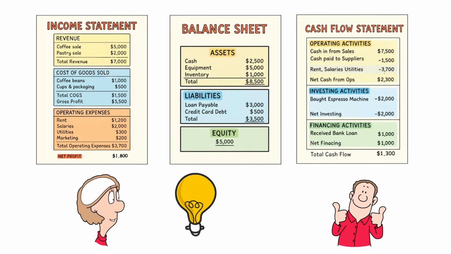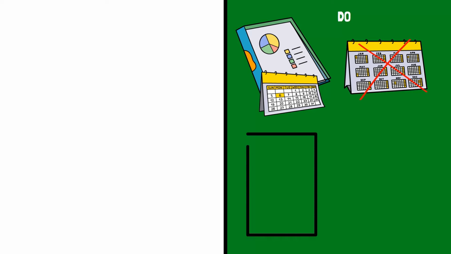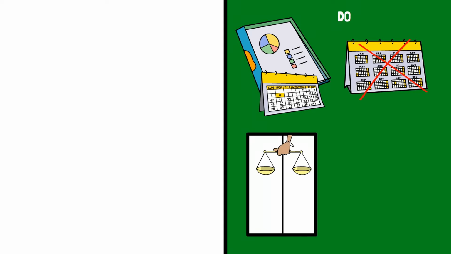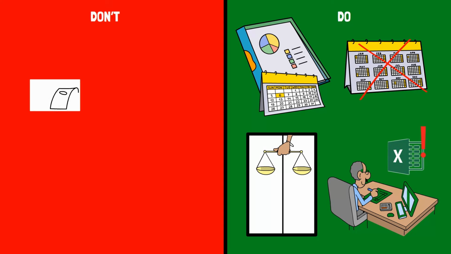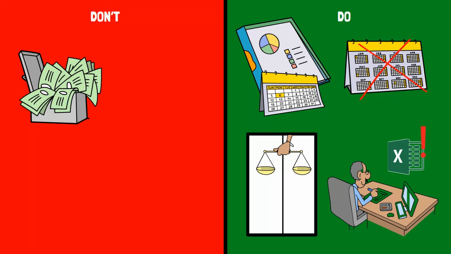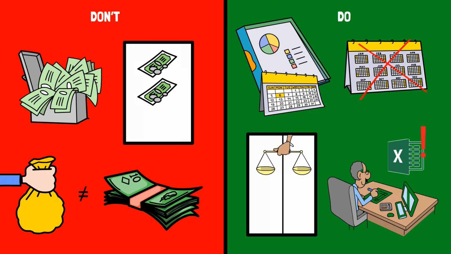Nice! Now that you know how to set up each financial statement, here's a few tips and common mistakes. Do keep records monthly. Don't wait till the year end. Do double check that your balance sheet actually balances. And do use accounting software if your spreadsheets get a little messy. And they can. Don't mix personal and business expenses ever. Don't ignore your cash flow. Profit does not equal cash. Don't forget to record small purchases because they can add up fast and get away from you before you even know it. And that's it.